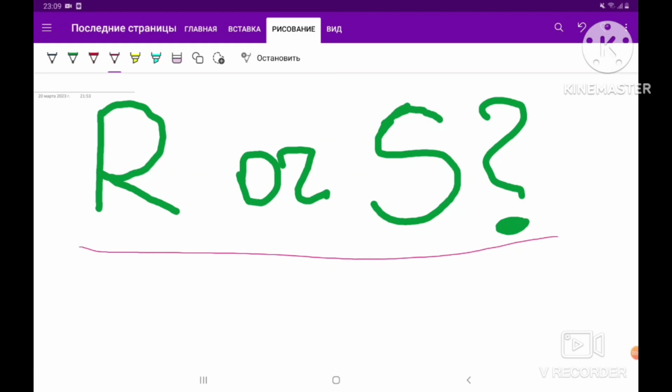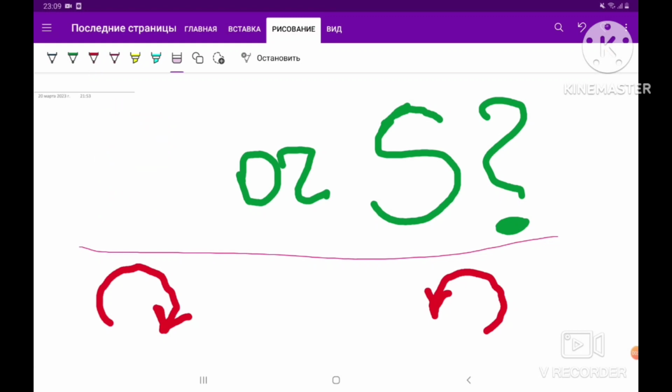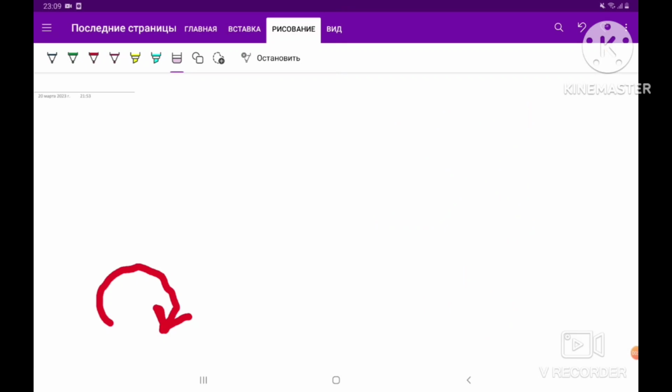Today we will talk about R and S configurations, R and S isomers. Let's figure out what R is and what S is. R is an isomer of a molecule that rotates in the clockwise direction. S is the one that rotates in the counterclockwise direction, so to the left.